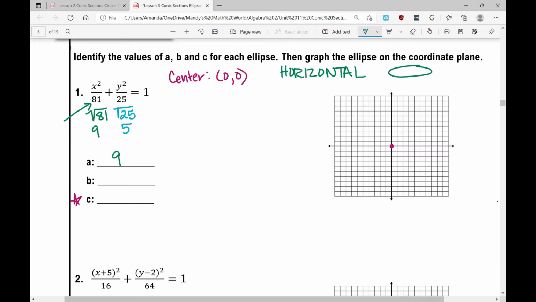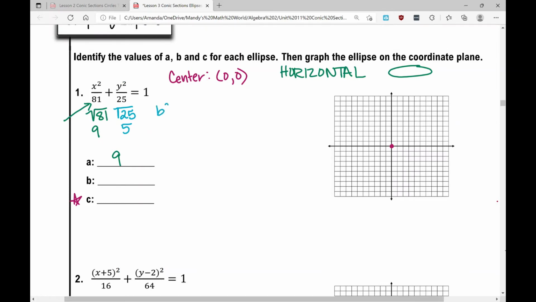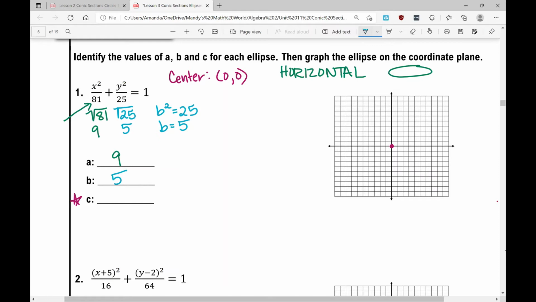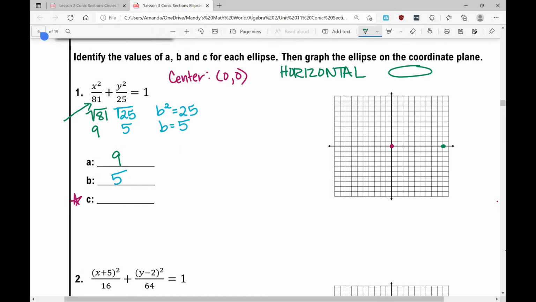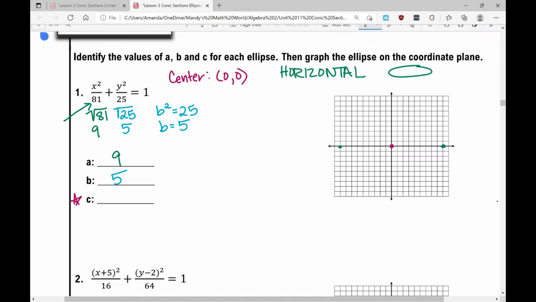And I know that because if B squared equals 25, then B equals 5, right? That's how I'm getting that. Okay, so now let's graph these 2 parts. So if the value of A is 9, that means from my center, I'm going to go out 9 units out from the side. Those are the vertices, all right? Those are the endpoints of my ellipse.